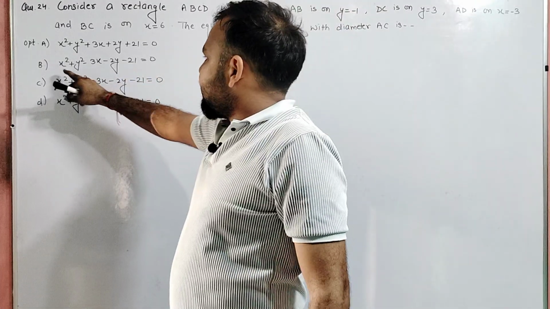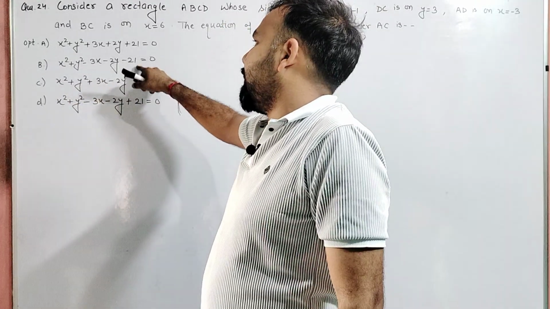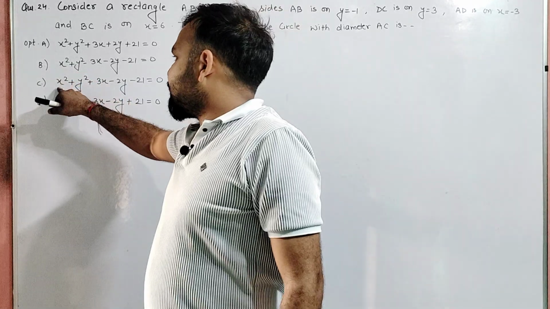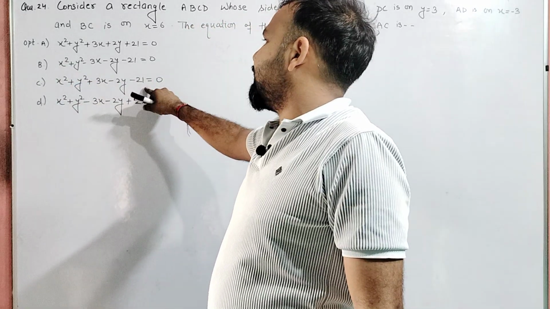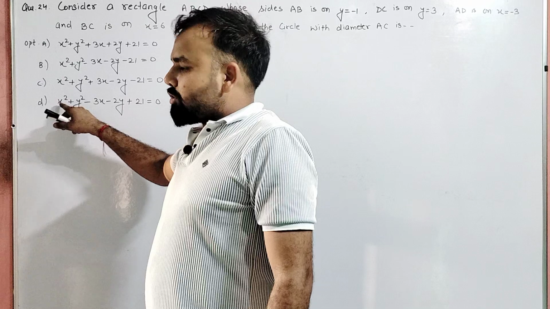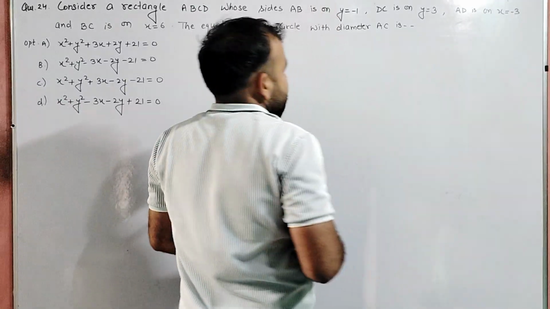Second is x square plus y square minus 3x minus 2y minus 21 equals 0. Third one, x square plus y square plus 3x minus 2y minus 21 equals 0. Fourth one, x square plus y square minus 3x minus 2y plus 21 equals 0.